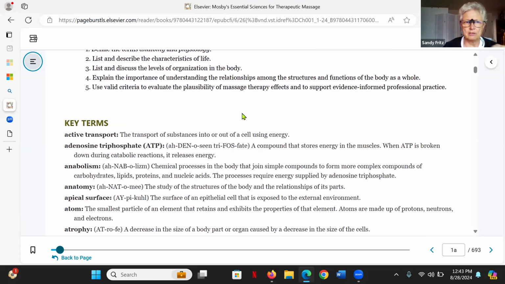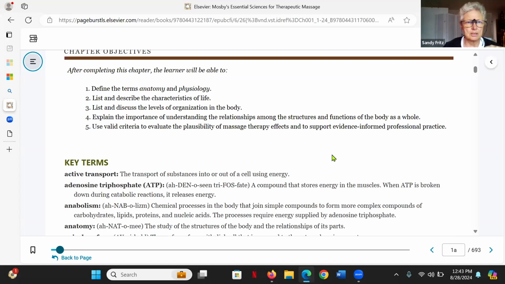So here are our chapter objectives. You're going to want to be able to define and understand the difference between and the interaction of anatomy and physiology. So anatomy is the parts, physiology is how they function together. You can have anatomy in a cadaver dissection, but you can't have physiology. You can only have physiology when something is considered alive.